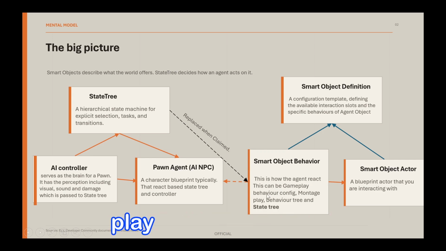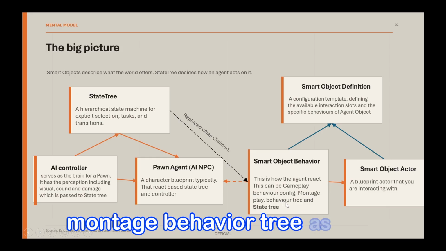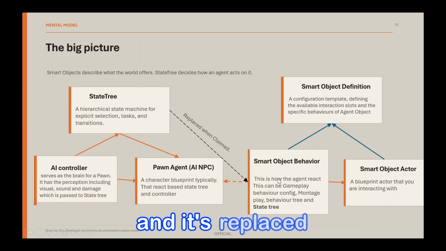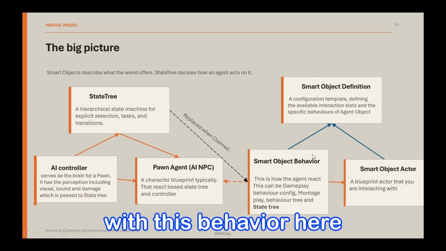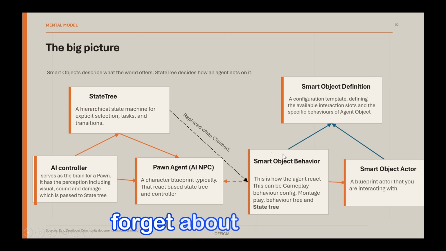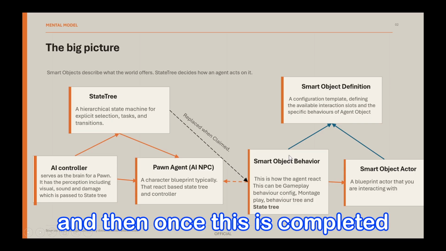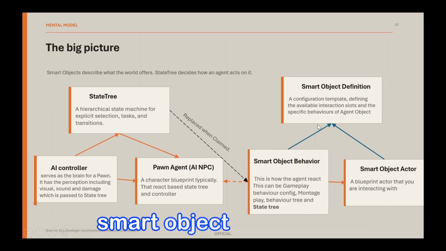It could be a gameplay behavior config, montage, or behavior tree as well, but we're going to be using state tree. Once the NPC reaches a smart object, it has to claim it, and then when it interacts with it, the state tree is essentially paused for a while, and it's replaced with this behavior. What it is saying is, forget about the state tree, use this instead for a while, and once this is completed and the smart object is released, the state tree becomes active again.